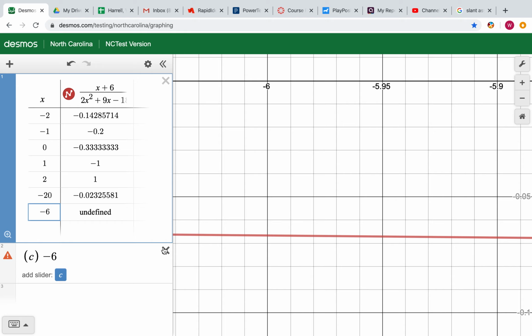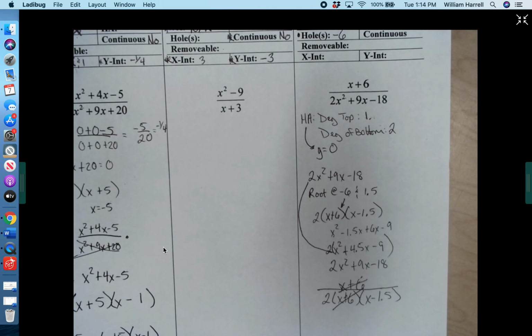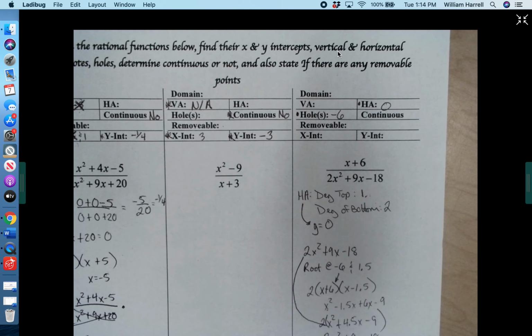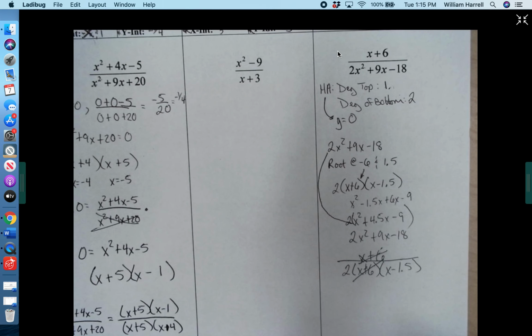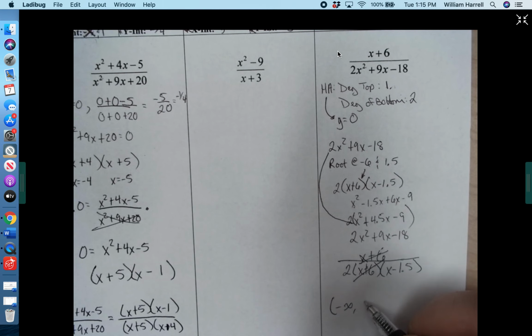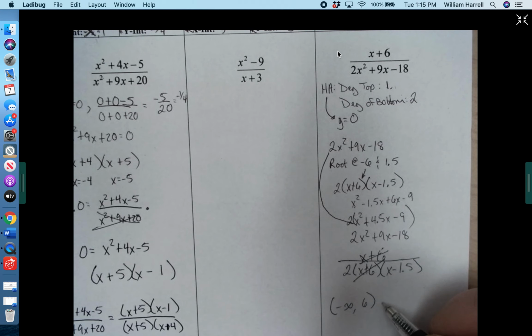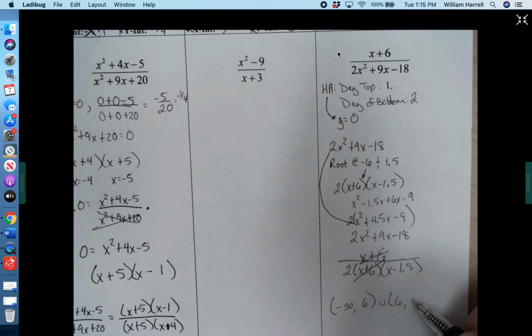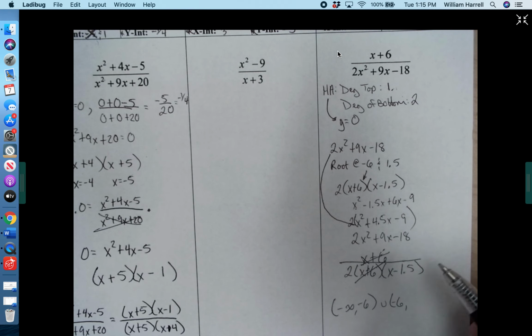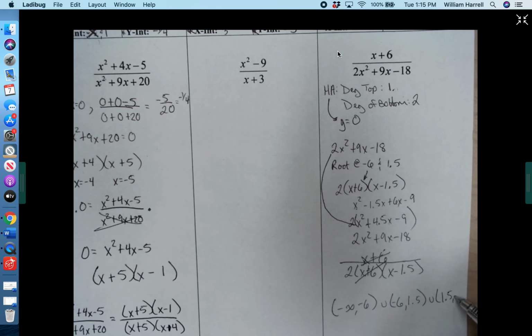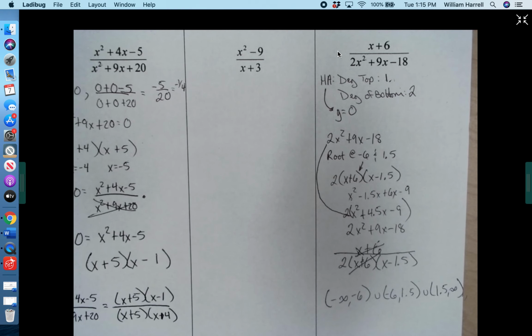And that's the new stuff for today. Domain: if you have your vertical asymptotes, they can't be part of your domain, so it's going to be a bunch of stuff like this: negative infinity to 6, and then from 6 to 1.5, and then from 1.5 to infinity would be my domain here.